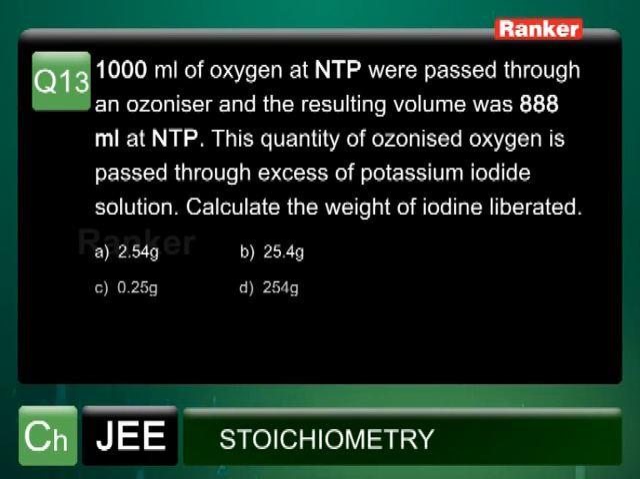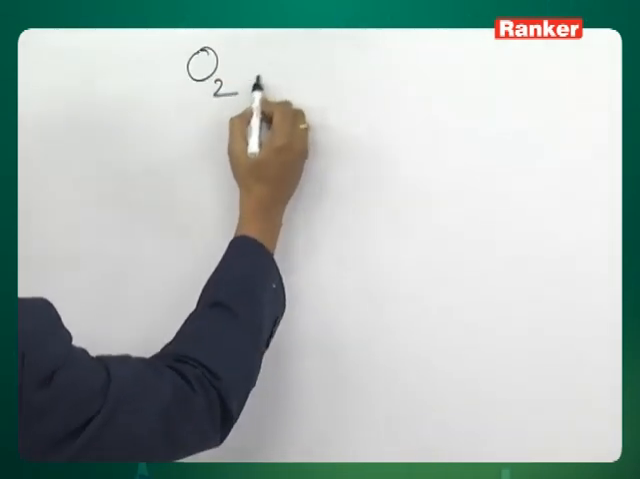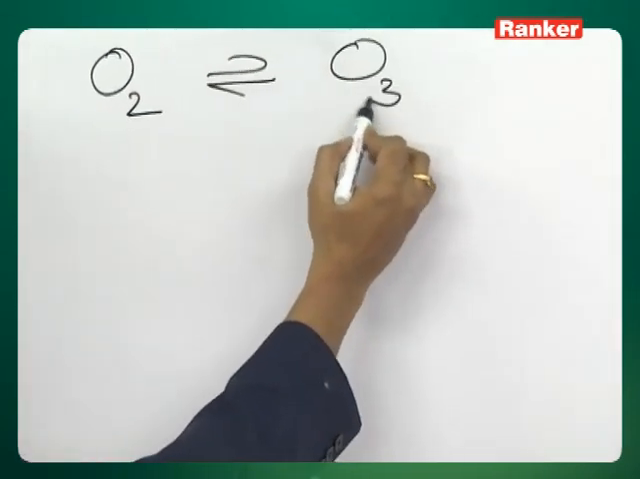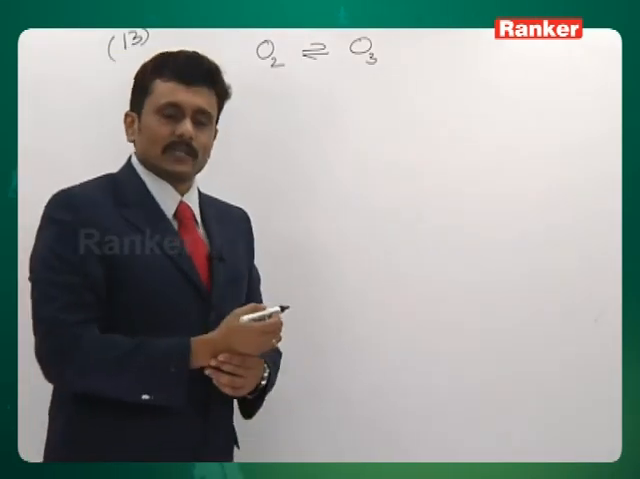We have 1000 ml of oxygen at NTP which were passed through an ozonizer and the resulting volume is 888 ml. This quantity of ozonized oxygen was then passed through excess of potassium iodide. Then you have been asked to find the weight of iodine that is liberated. So here there are two concepts that are involved. One is related to simple stoichiometry, that means the analysis of the gas. The second one is the iodometry.